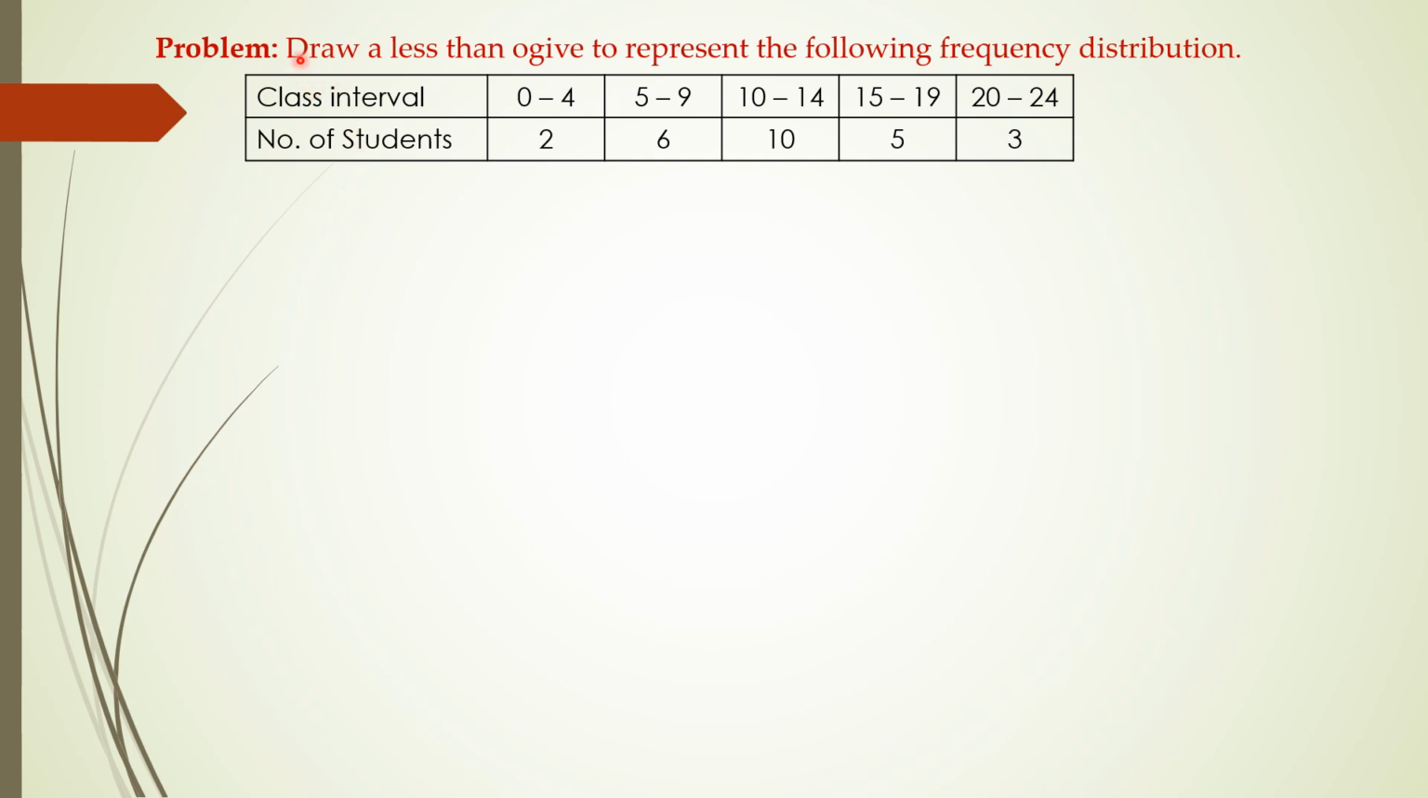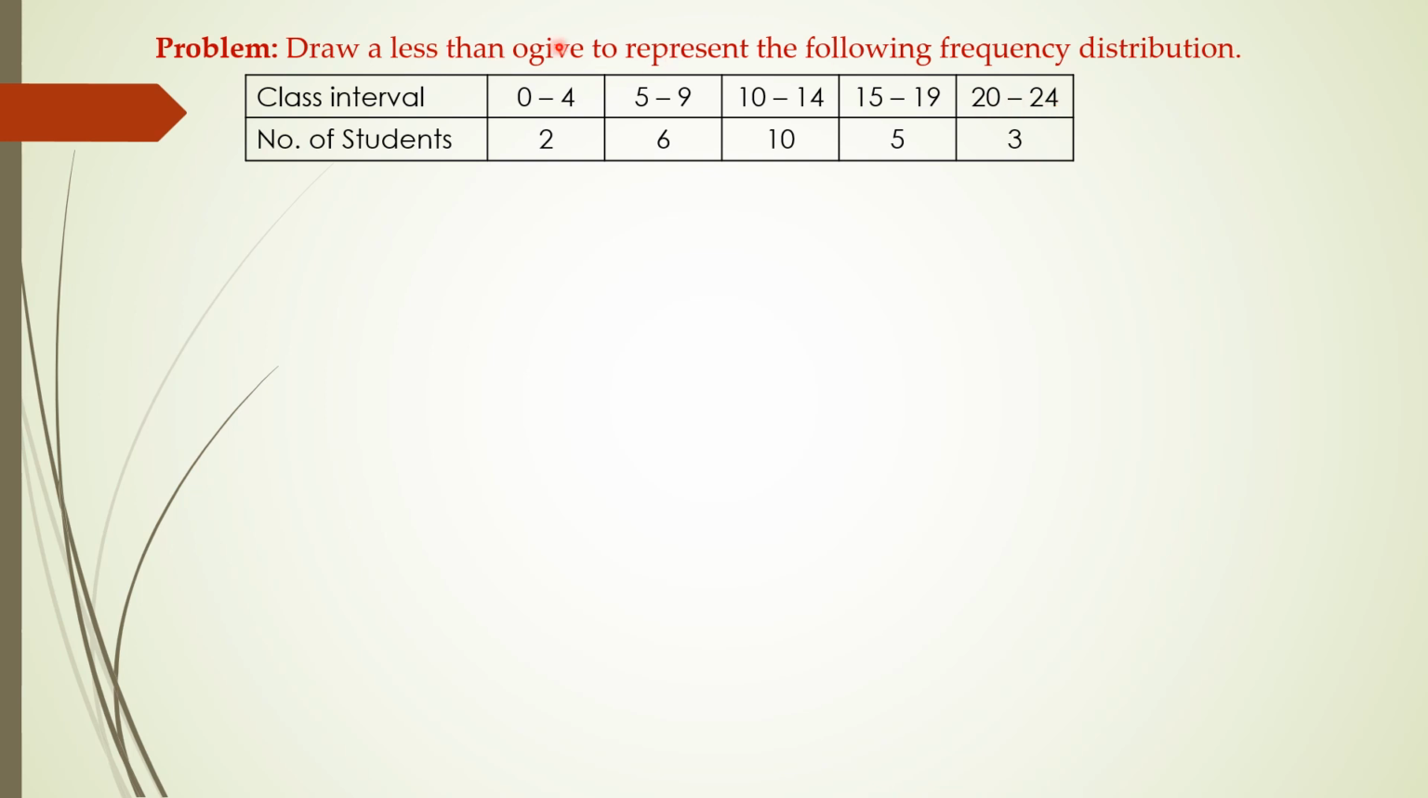Let us do one more problem. Draw a less than OZ to represent the following frequency distribution: class interval and number of students. The class intervals are 0-4, 5-9, 10-14, 15-19, 20-24. Clearly these are not continuous.